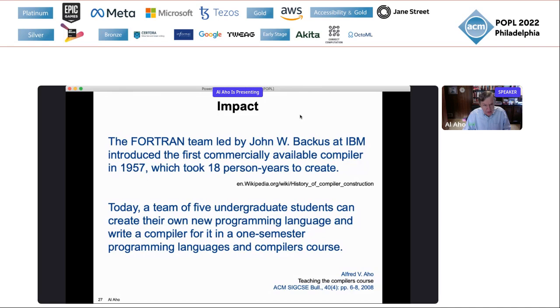The books have also been used for decades in universities around the world to teach compilers to generations of computer science students. Let me mention an anecdote about my experience teaching the one-semester compilers course to thousands of students at Columbia for the last 25 years.